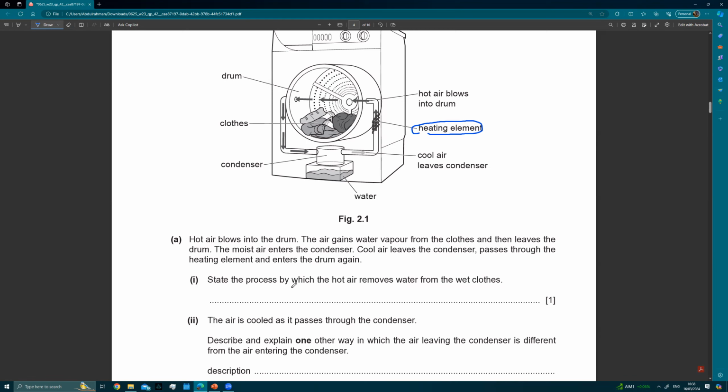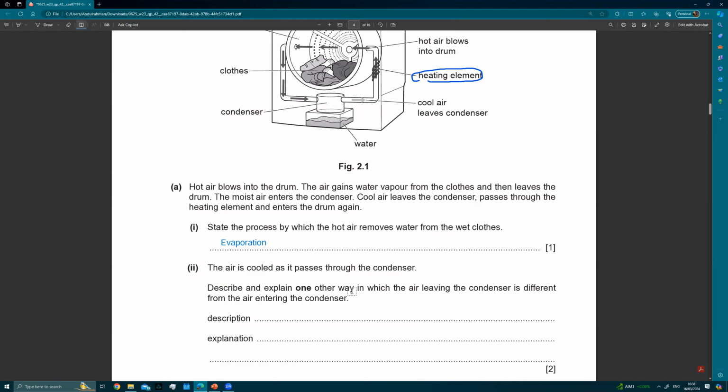State the process by which the hot air removes water from the wet clothes. Well, the process where you remove water from anything, when water escapes the surface and leaves the surface, we call this evaporation. So we're going to say evaporation. Okay, the air is cooled as it passes through the condenser. As the air passes through the condenser, it's cooled. And it condenses.